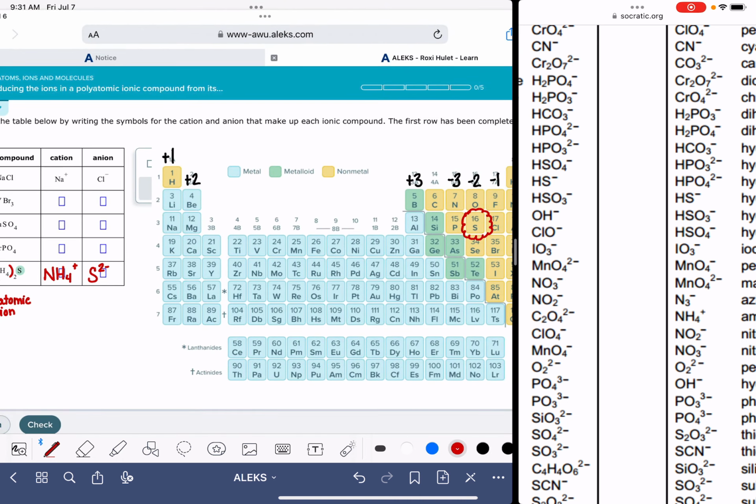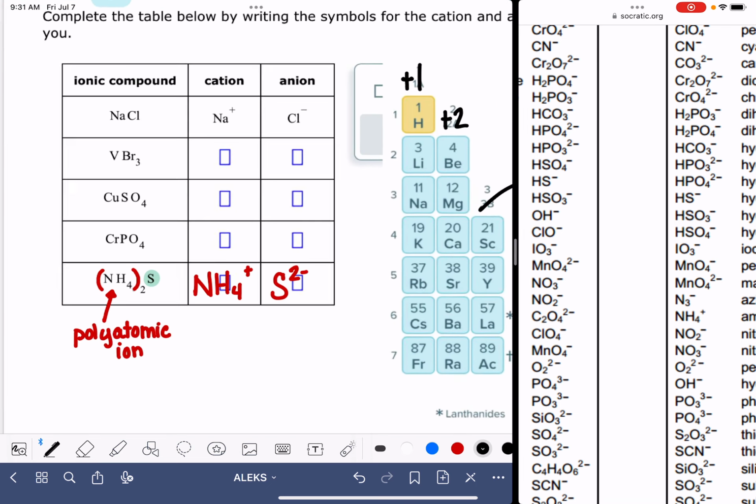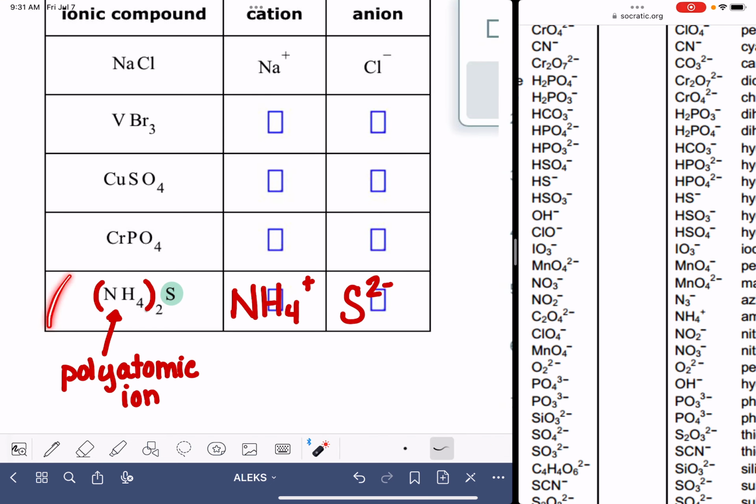Now, let's talk a little bit about what about these guys right here, because they are going to come up in this problem. These are elements that form multiple ions, multiple different possibilities for charges, not something that we can predict based on their location on the periodic table, but we do have tricks for figuring them out as well. All right, so let's just keep moving up this. Let's do this compound next.